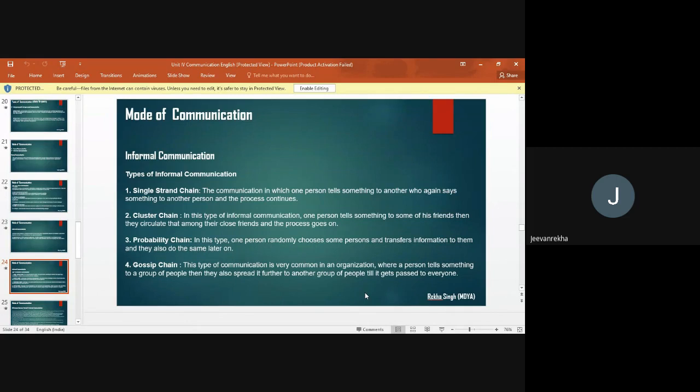Now second is cluster chain. In this type of informal communication, one person tells something to some of his friends, then they circulate that among their close friends and the process goes on. Cluster chain sometimes you can call backbiters, right? You know backbiters? Anyways. Cluster chain means suppose I have said something to you about something personal.